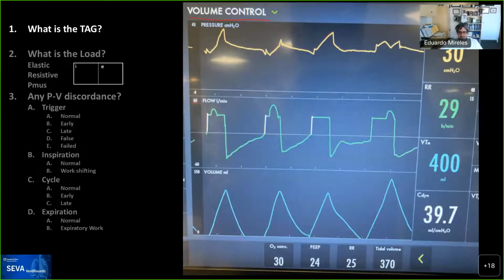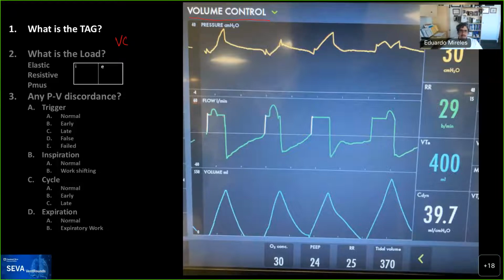And actually, you will realize that in the other breaths, you can also see how the flow is controlled at certain times during the breath. So this is certainly volume control. That's how it starts. Now, if we see the breath sequence, the first thing that you're going to notice is this is a mandatory breath.